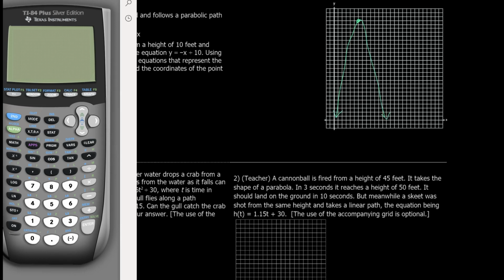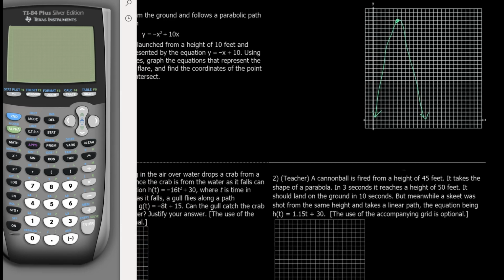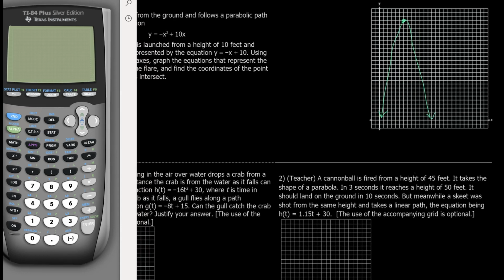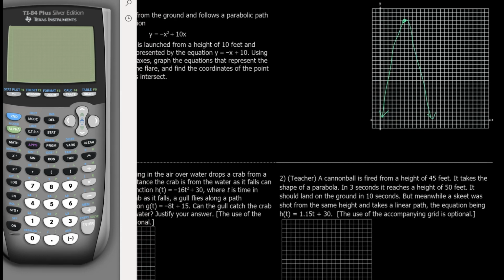We have an upside down parabola. How do I know it's upside down, by the way? There's a negative in front of the x squared. So I know it's upside down. And then we have this linear line that goes and intersects it twice. So just a quick little graph.